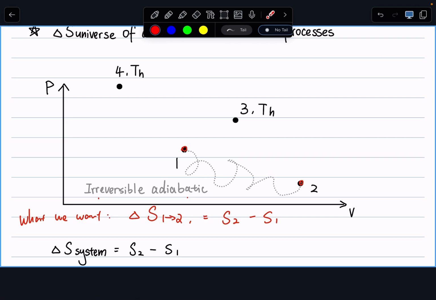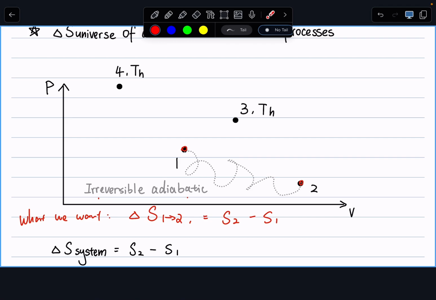A little bit different from what we did before, this time we're trying to build a cyclic process containing this irreversible step. So we're building an irreversible cyclic process. This irreversible cyclic process obviously contains a process between 1 to 2, and then 2 to 3, 3 to 4, and then 4 to 1, back into the entire cycle.